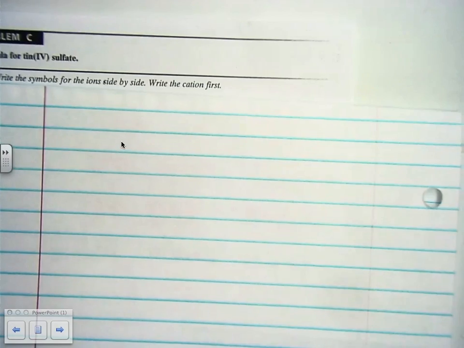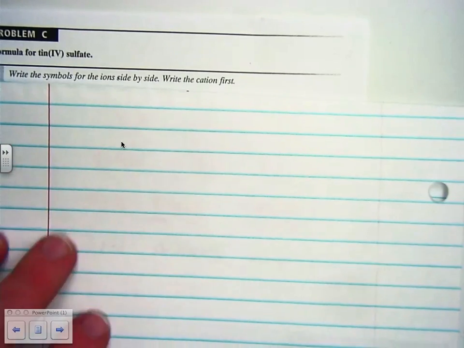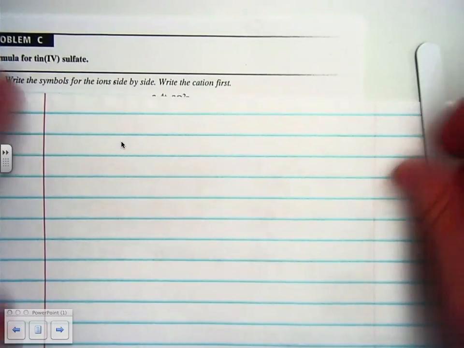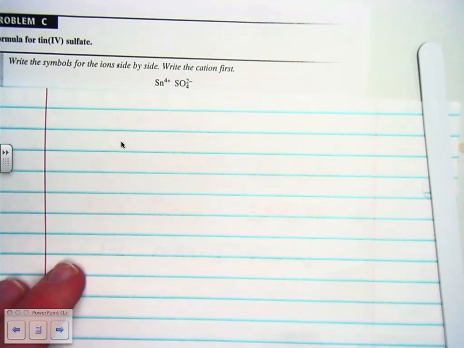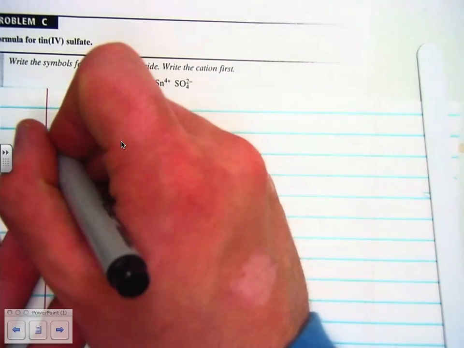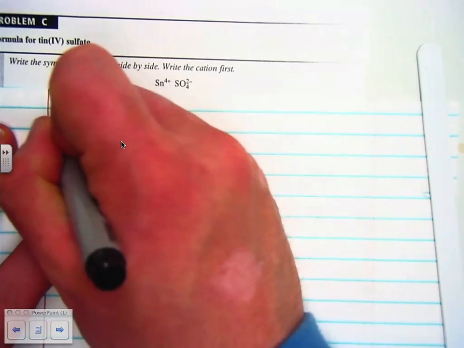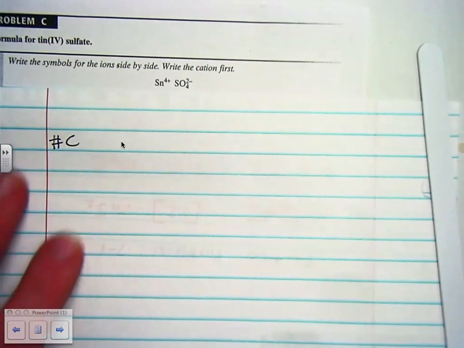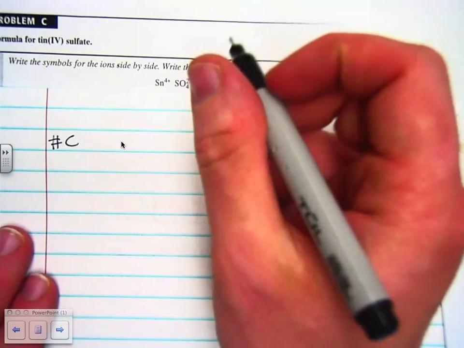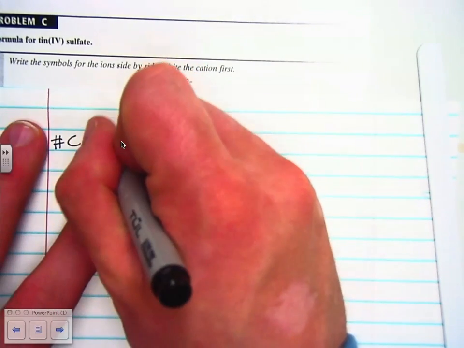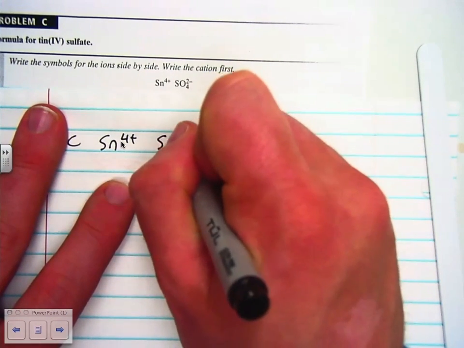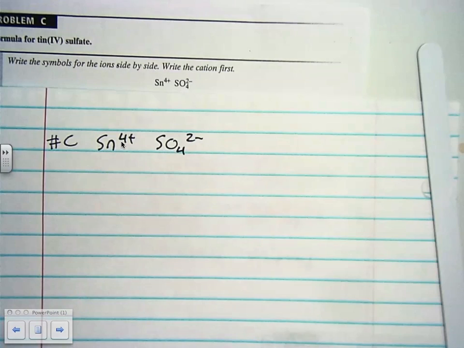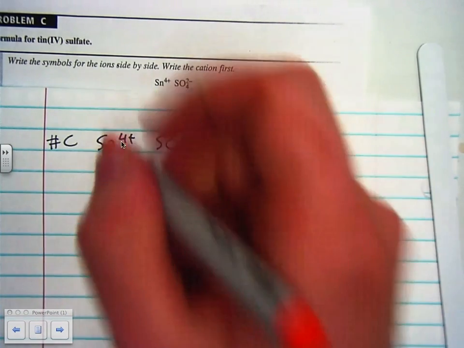It's basically the exact same thing that we've been doing all along. Tin(IV) sulfate. It says first, write the symbols for the ions side by side. Start with the cation. Okay, so this is problem number C. Start with the cation. It is Sn4+ and SO4 2-. All right. What's the next step? You got it. Crossing over. So go ahead and cross over.